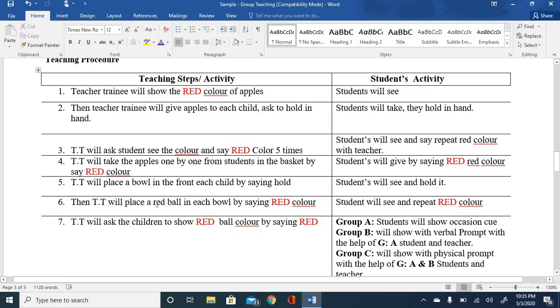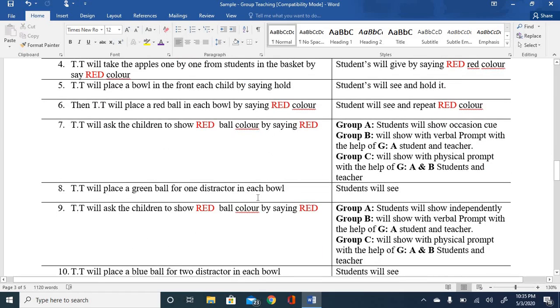Then the teacher trainee will place a red ball in each bowl. See, you have given a ball and kept it in front of the student. Now the teacher trainee will place the red ball in each bowl, saying the red color. The student will say and repeat the red color. So here you have to instruct one by one. You should not give multiple instructions. For group A, you can give multiple instructions. For group B, as per your current level. Okay, you need to remember that.